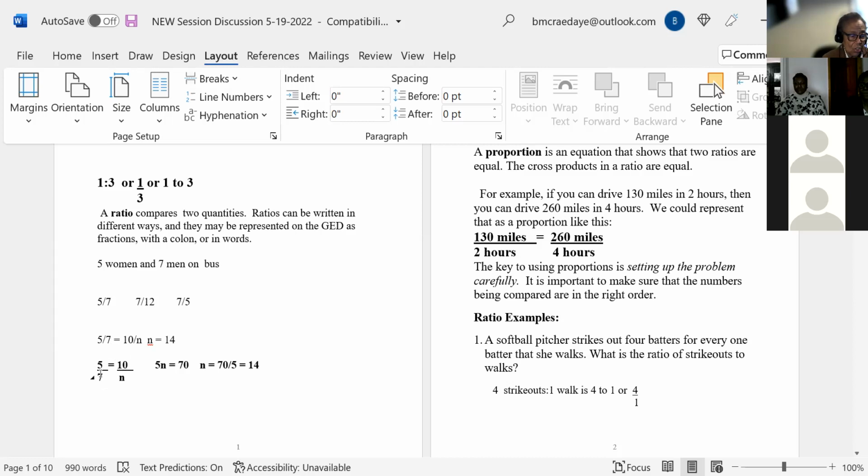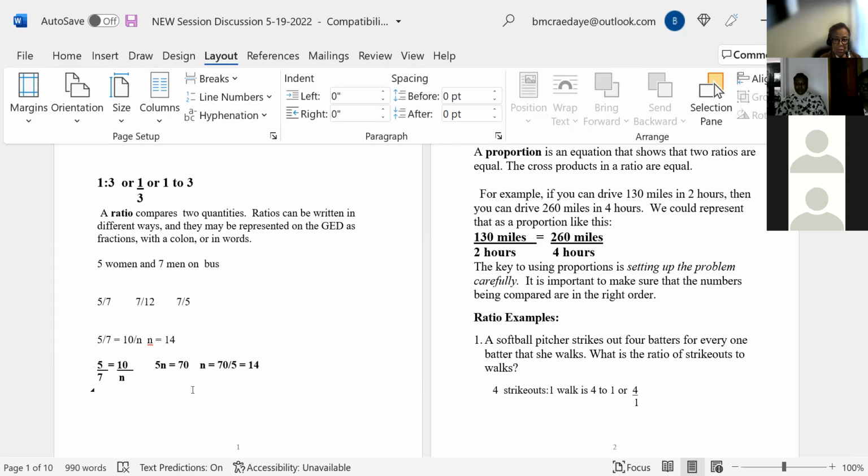And the proportion is setting two ratios equal. So I'm setting my 5/7 ratio equal to the ratio 10/n. And I can solve for n because I could cross multiply: 5 times n, 10 times 7, 70, and solve for n. But what I'm saying is, if I double my 5 to 10, I double my 7 to 14. So that's another way of getting the 14. You can cross multiply and get it, or you can do it with just mental math. I'm doubling my 5, I'll double my 7.